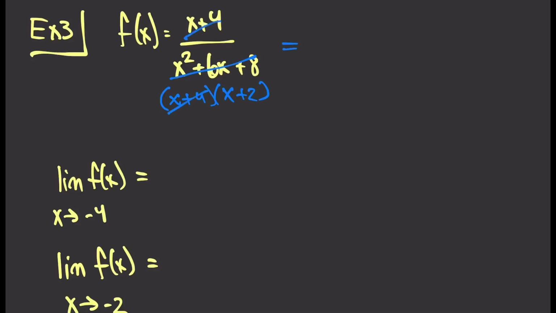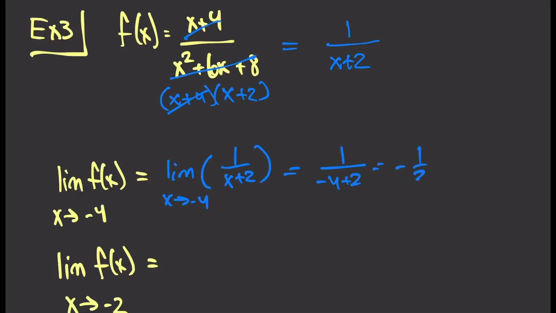So x plus 4 cancel, and the expression I'm left with is 1 over x plus 2. Now again, that's not equivalent to the original expression, but I can use that now in my limits. So this limit here is going to be the limit of 1 over x plus 2 as x approaches negative 4. So what I'm going to do is direct substitution. 1 over negative 4 plus 2. That's negative 1/2. So that limit exists.